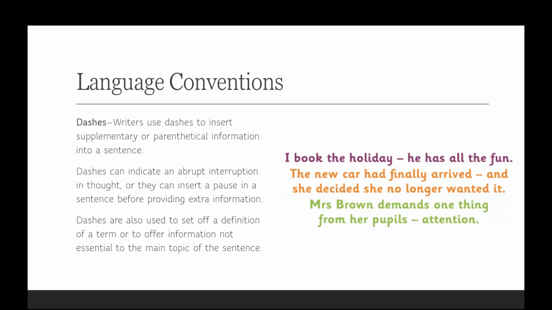All right, language conventions. Now, writers use dashes to insert supplementary or parenthetical information into a sentence. Think of it as something that you can, in theory, remove from the sentence and the rest of it will still make sense. Dashes can indicate an abrupt interruption in thought, or they can insert a pause in a sentence before providing extra information. This is actually most common, especially in poems. Dashes are also used to set off a definition of a term or to offer information that is not essential to the main topic of the sentence.